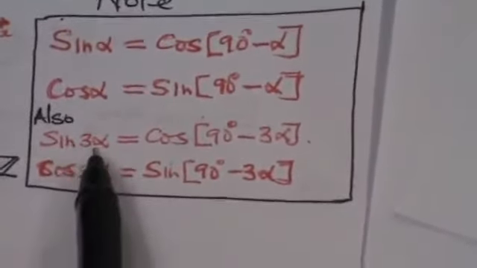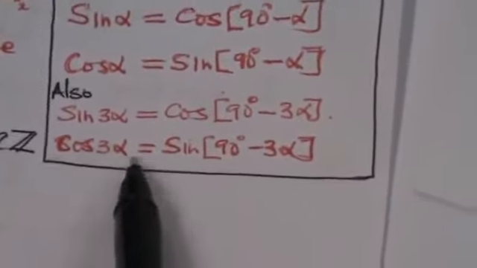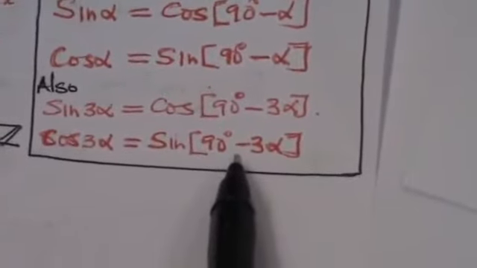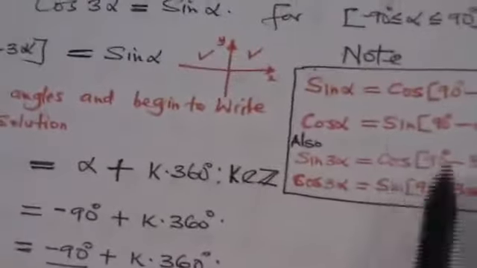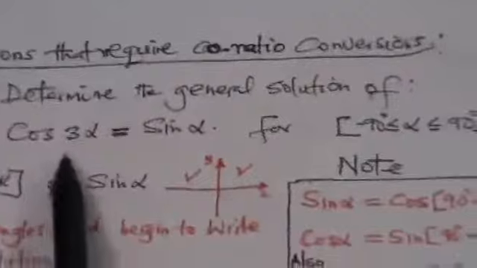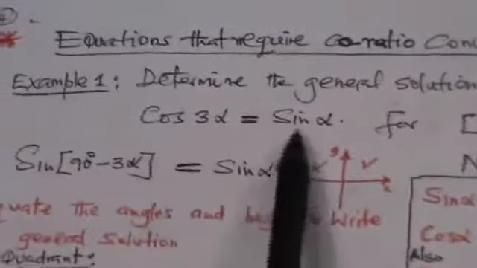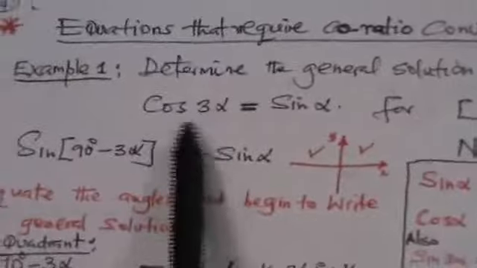Sine 3 alpha is equal to cosine 90 minus 3 alpha. Cosine 3 alpha is equal to sine 90 minus 3 alpha. Now, I'm using one of these, and I prefer to replace cosine alpha because it usually has a lot of solutions. So instead of all that confusion of calculations, I decide to replace cosine 3 alpha and write it in terms of sine, and I can write it as sine 90 minus 3 alpha. You can see that this is exactly what we are doing right here. I replaced it with that.